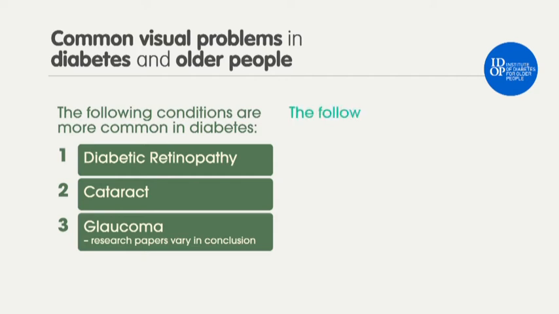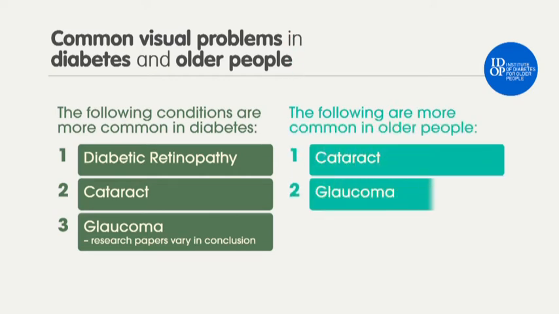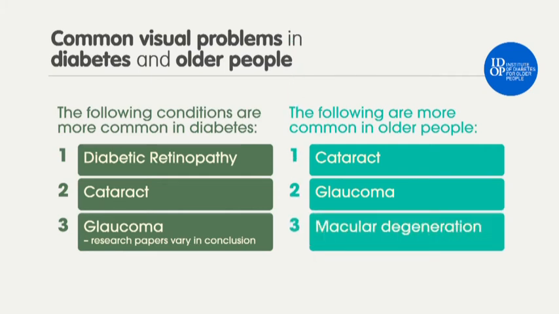The conditions that are more common in older people are cataract, glaucoma, and a condition called macular degeneration, in which you get some changes in the macular area at the back of the eye, that is the area where you get clear central vision and colour vision.